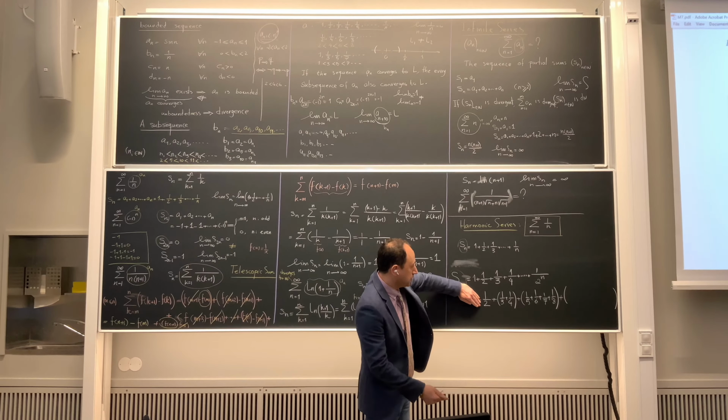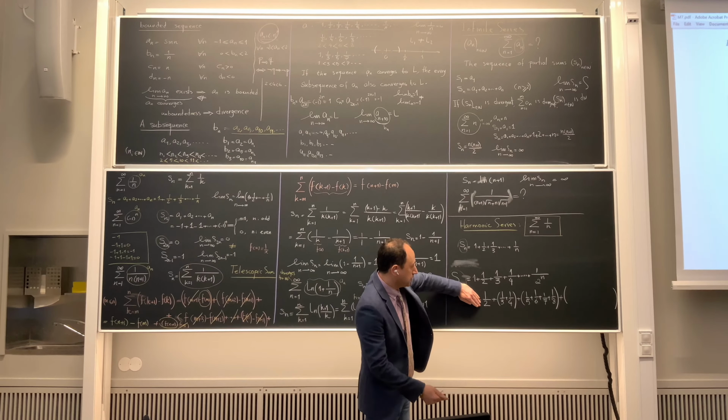So this is 1 plus 1 over 2, 1 over 2, 1 over 2, up to 1 over 2. How many 1 over 2s do you see? N of them. So this becomes n over 2. Okay, please convince yourself if you're not happy about that. But let me just finish this and then we have a break.